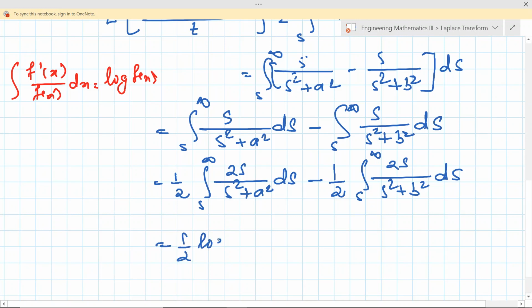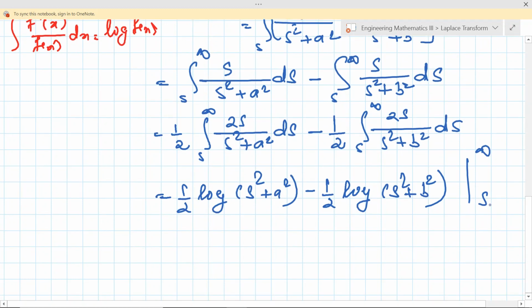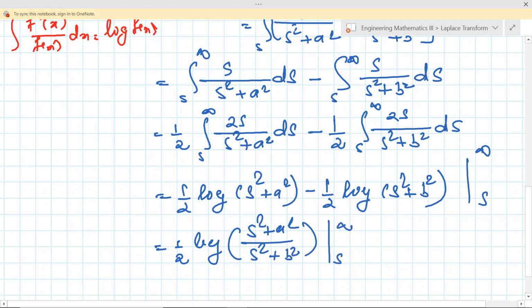So 1 by 2 into log of s square plus a square minus 1 by 2 into log of s square plus b square. We'll get this. It is from s to infinity. Of course, we need to apply the limits also. And what is this? This is nothing but 1 by 2. Again, use the property of logarithm. Log a minus log b is nothing but log a upon b. Log of s square plus a square divided by s square plus b square from s to infinity.